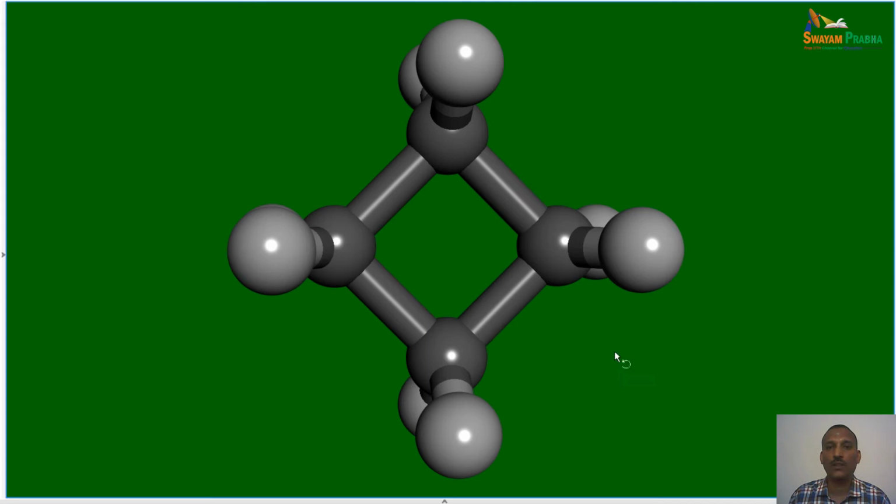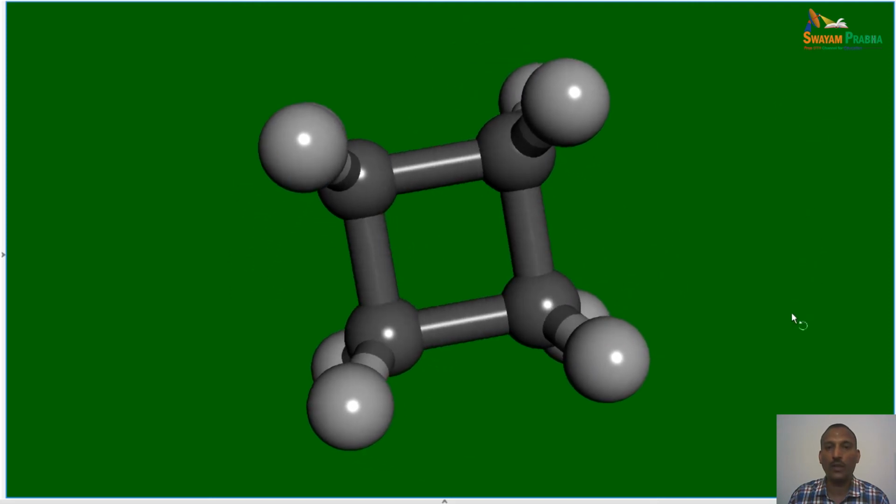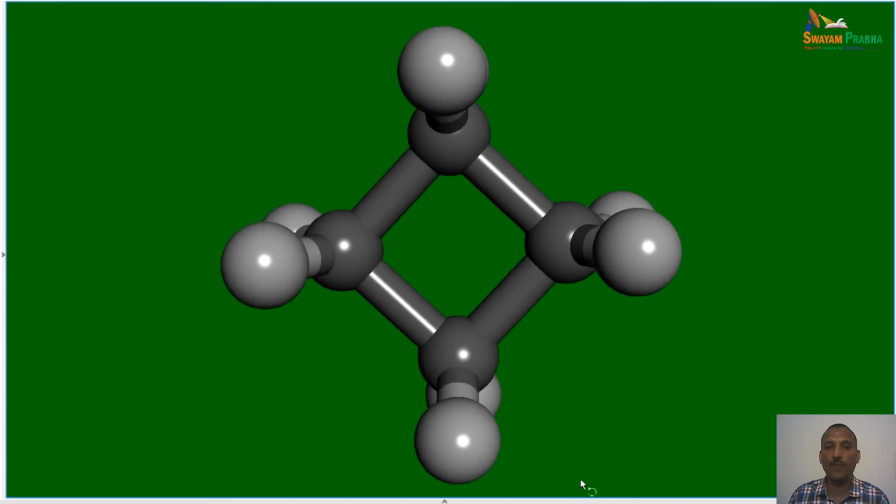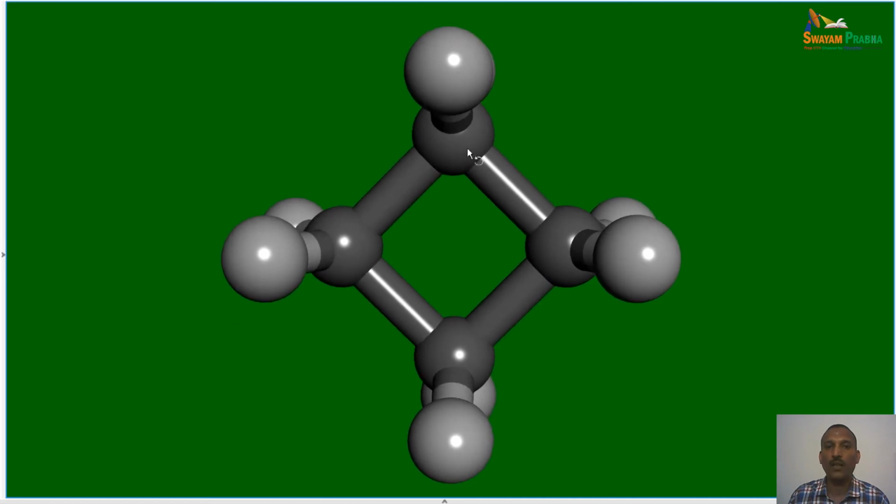So this is a cyclobutane molecule. In this molecule we have 1, 2, 3, 4 carbons. If I rotate 90 degrees on the plane, I am getting an identical representation similar to the first one.